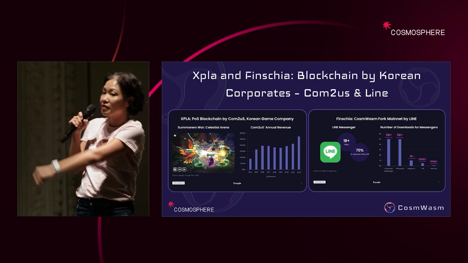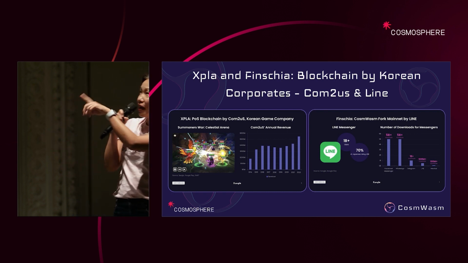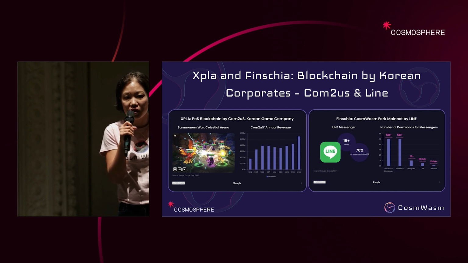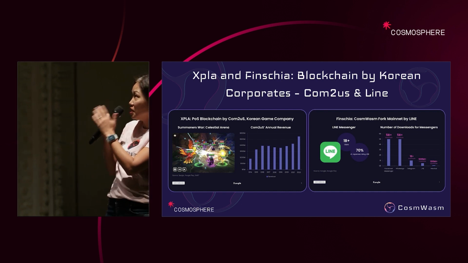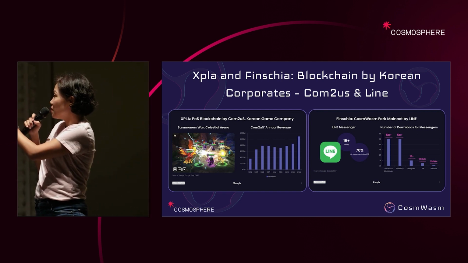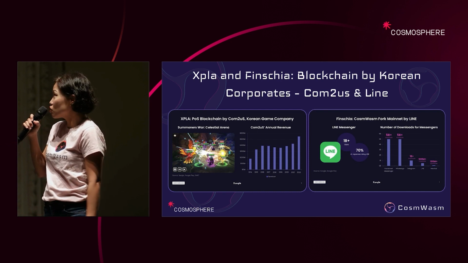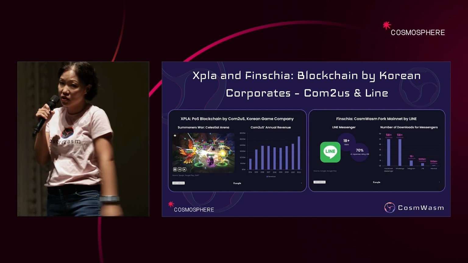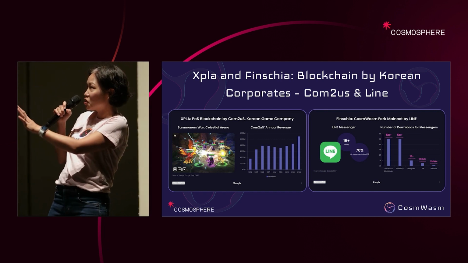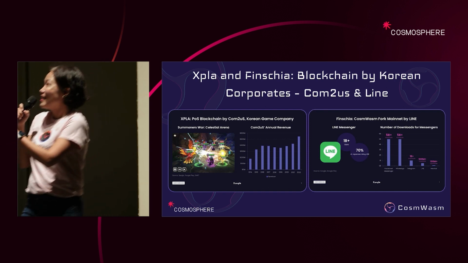And there are some corporates using CosmWasm for their chain. Like Com2uS is a top number 5 Korean gaming company, and they built the XPLA gaming chain. And LINE is a Japanese and Korean conglomerate, and they built the Finschia NFT chain using CosmWasm. And LINE is a big company, the messenger app has more than 1 billion downloads, and it's the number 4 messenger in the world. It's just exciting to see these big chains and big companies using CosmWasm. It's a big adoption. Next page, please.